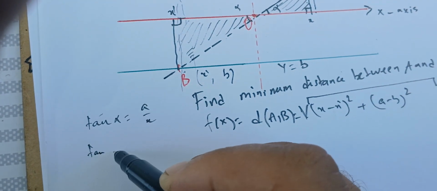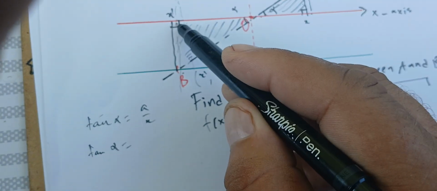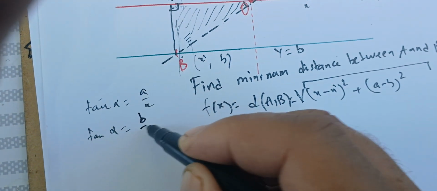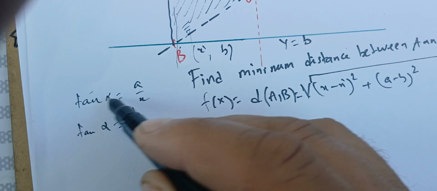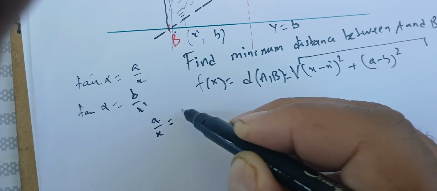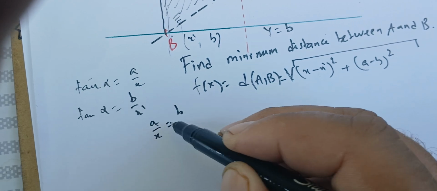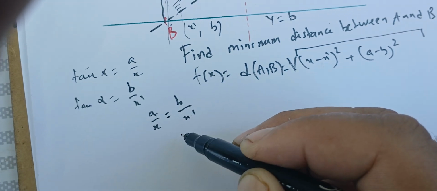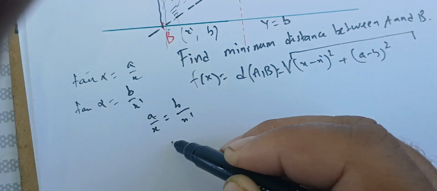For the bigger triangle, it's going to be b over x prime. Since the tangent is the same, I have two quantities that are the same. So here I have a over x is b over x prime. Now I need to express x prime.